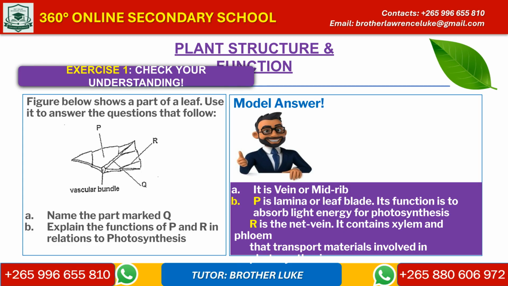The figure shows a part of a leaf. Q is the vein, or midrib. P is the lamina, which absorbs light for photosynthesis. R, the net vein, contains xylem and phloem for transporting materials.